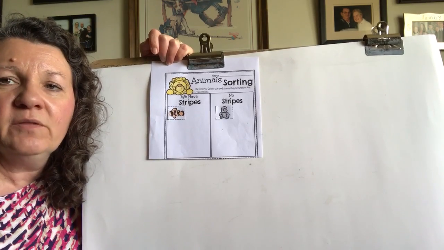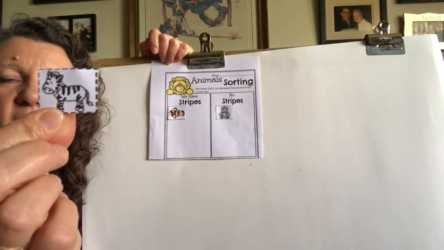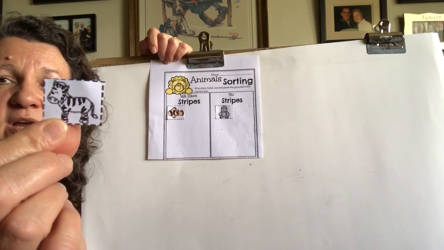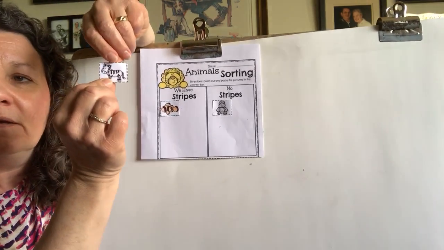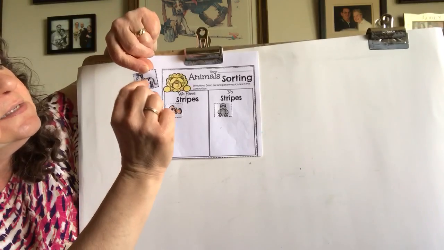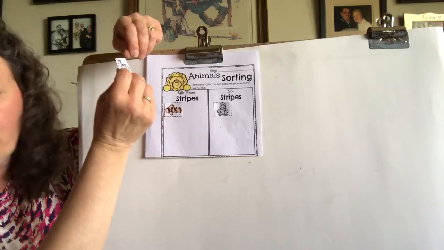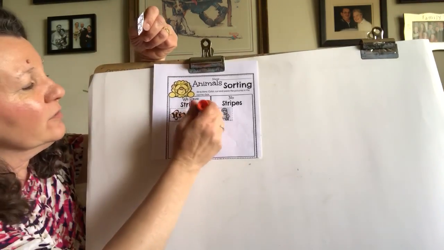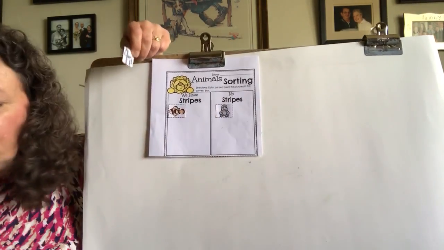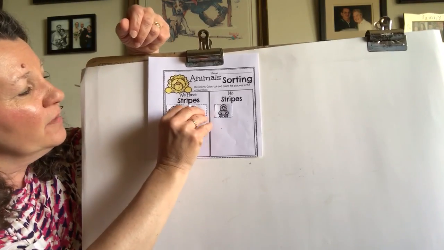How about this one? What is that? Oh, it's our zebra. Does a zebra have stripes? Look carefully. Does it have stripes? Yeah, you see those little lines there? Okay, the zebra has stripes, so we're going to put the zebra over here with our tiger because zebras have stripes. So we'll put our zebra on the stripe side.